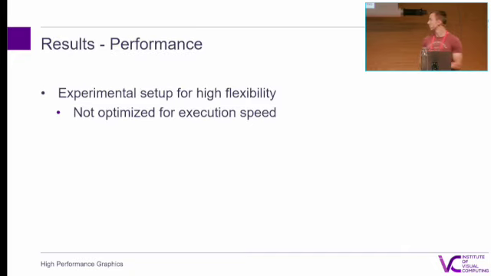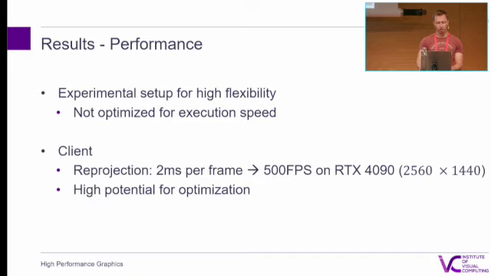Coming to performance, as our setup was mainly designed for high flexibility to test this method, it is not optimized for execution speed yet. Therefore, the reprojection currently takes around 2 milliseconds per frame on an RTX 4090. However, we think that there's still a lot of potential for optimization here.